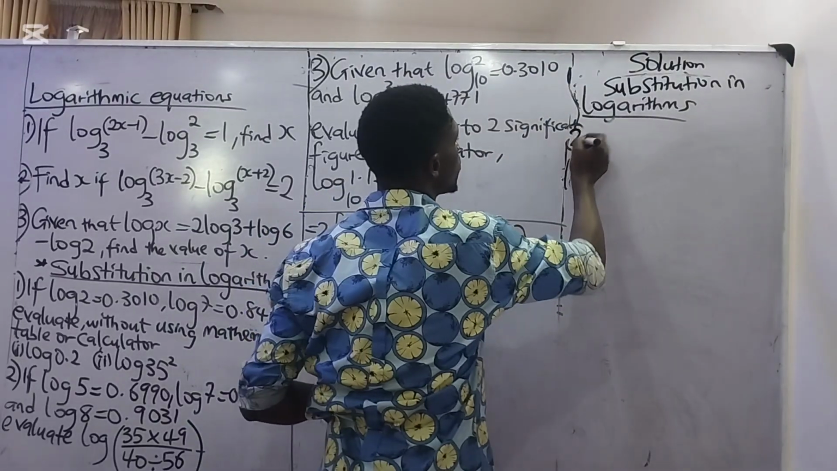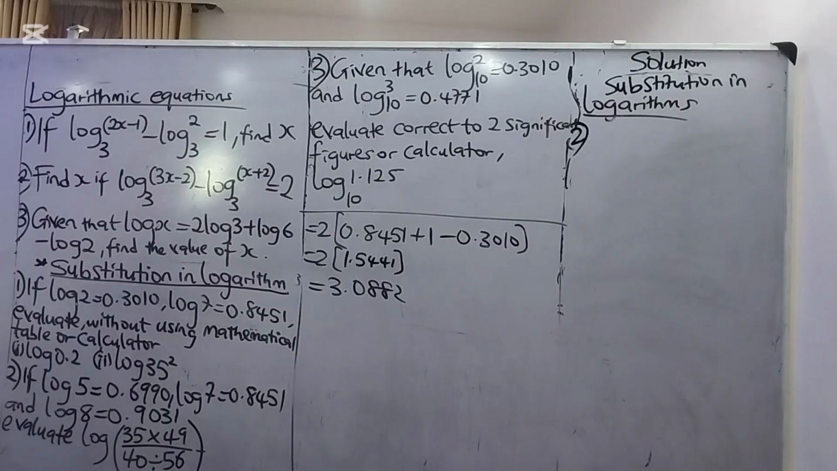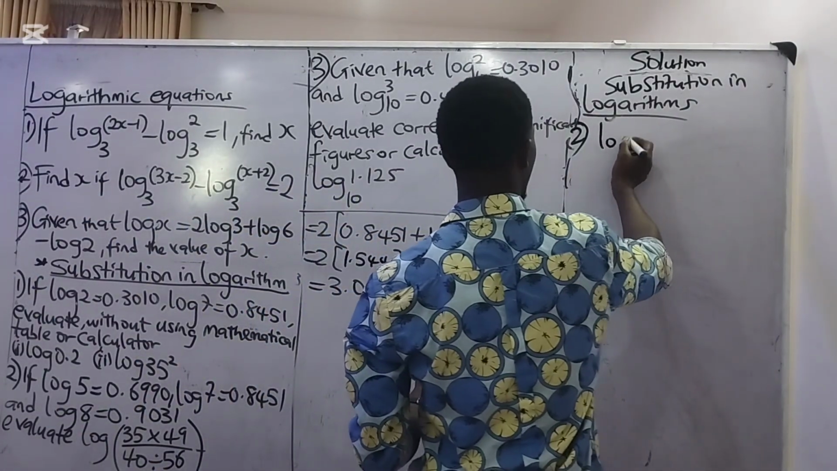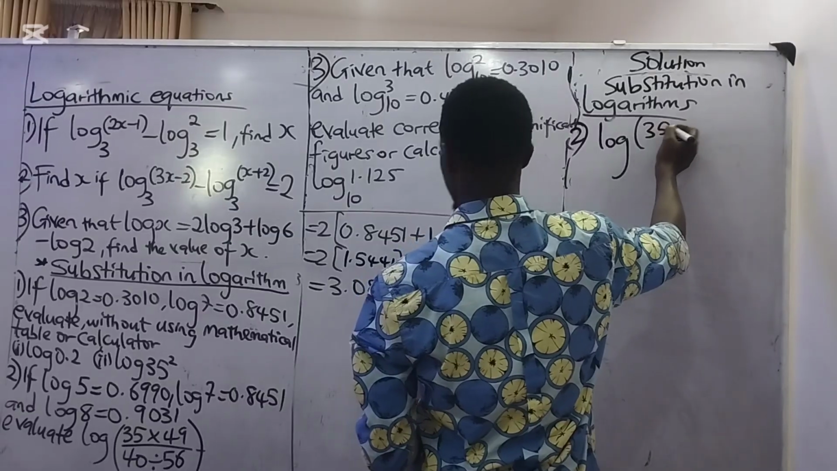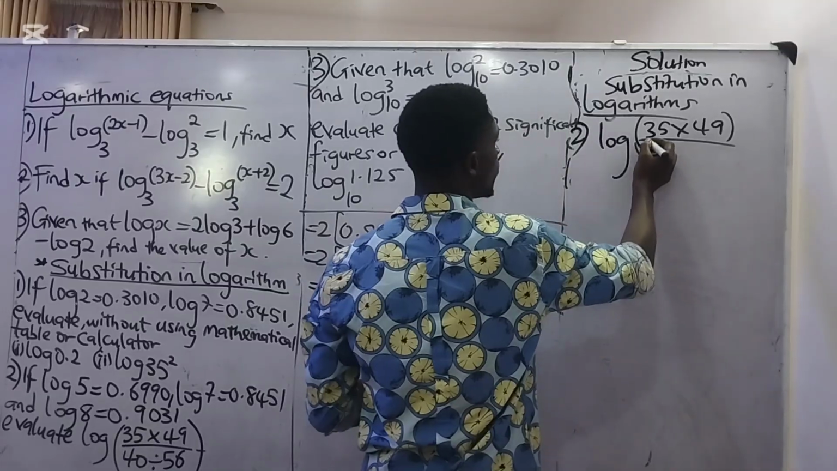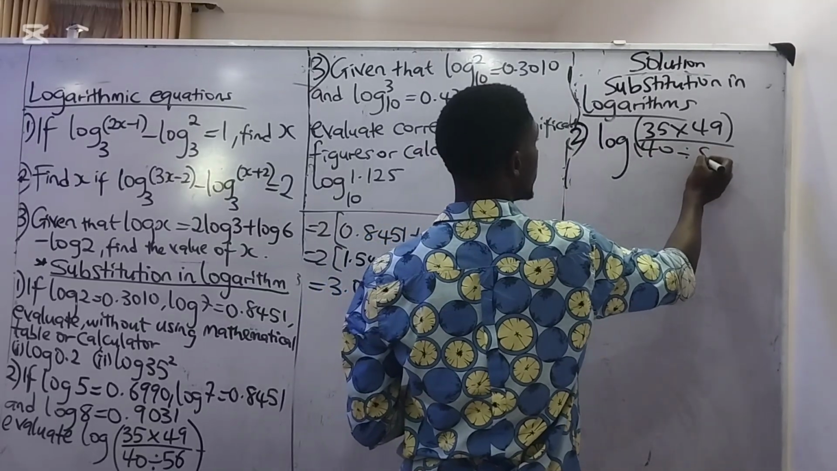So we have number 2 question here. If log 5 is equal to 0.990, log 7 equal to 0.8451, and log 8, we are told to evaluate log 35 times 49 all over 40 divided by 56.